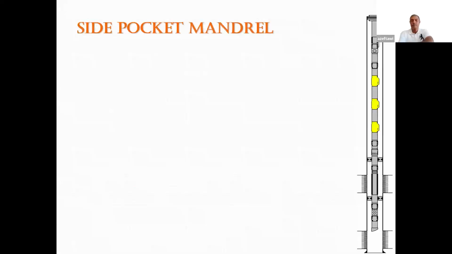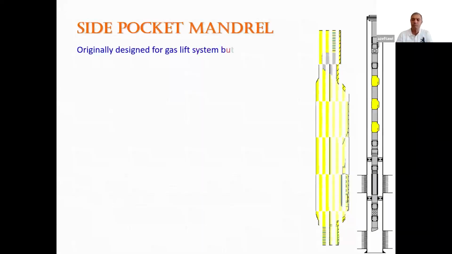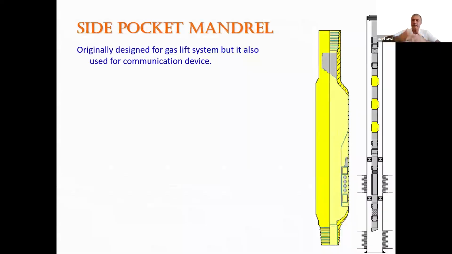One of the devices we run with the completion is what we call the side pocket mandrel. The side pocket mandrel is a piece of pipe, but it has a belly, where in this belly we put a gas lift valve. We use these devices in artificial lift wells, in wells which do not produce naturally. They need a sort of artificial lift, and the method of artificial lift we decided is gas lift. So we run these devices.